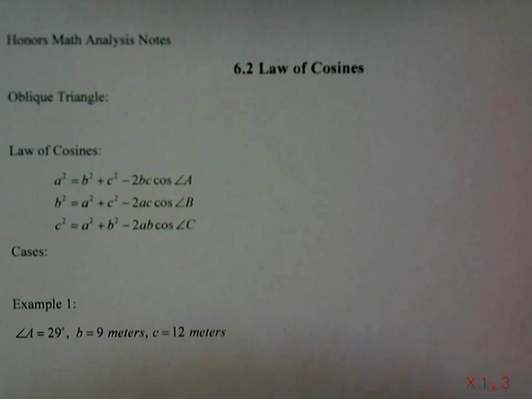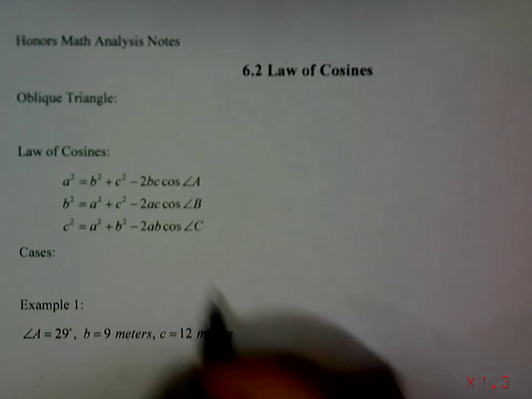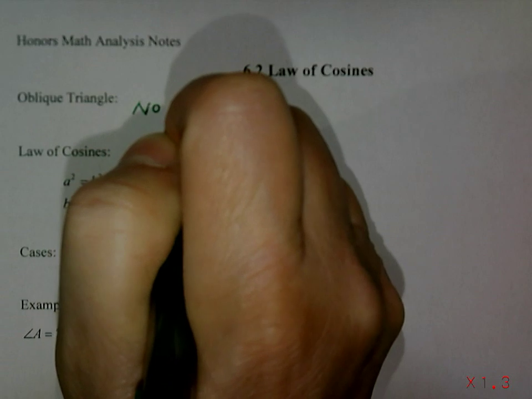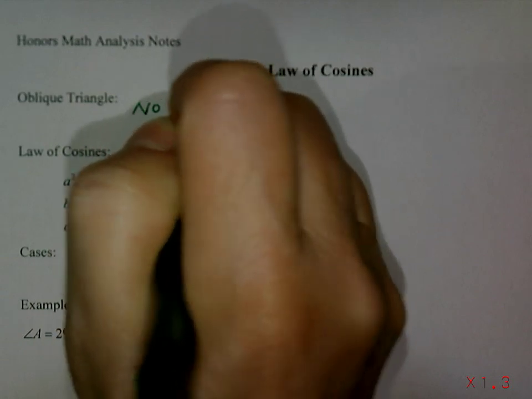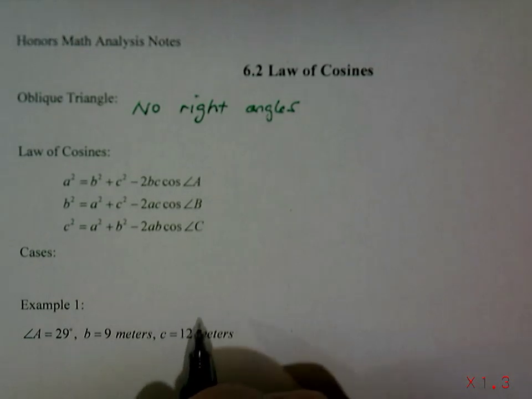This is a lesson about the law of cosines. The law of cosines is usually taught right after the law of sines because we're once again talking about an oblique triangle. An oblique triangle is a triangle with no right angles. There's a pattern to the law of cosines.